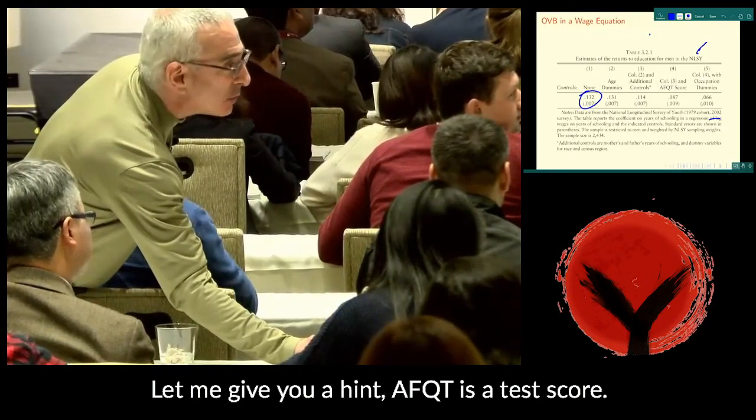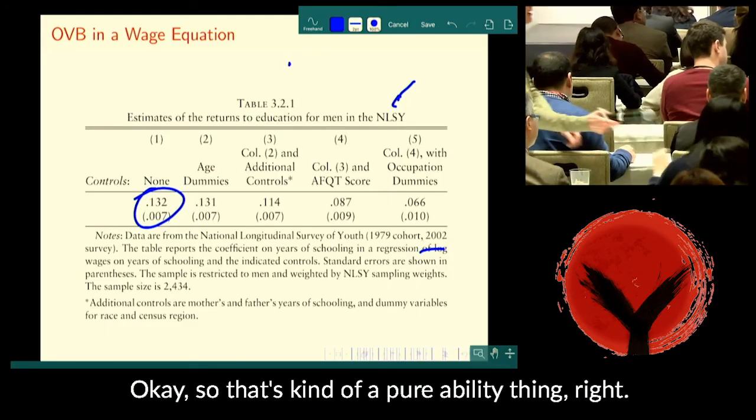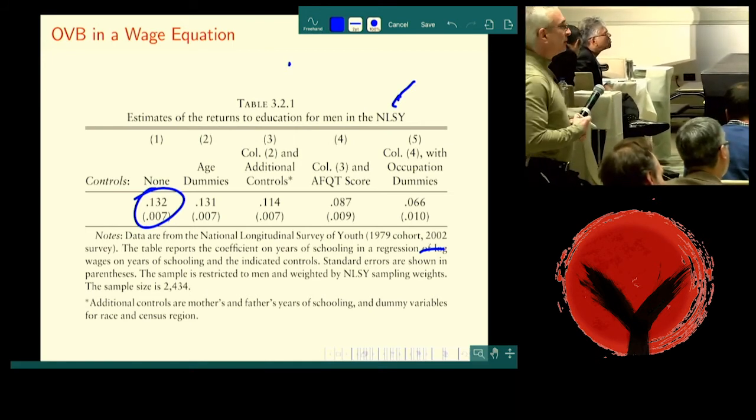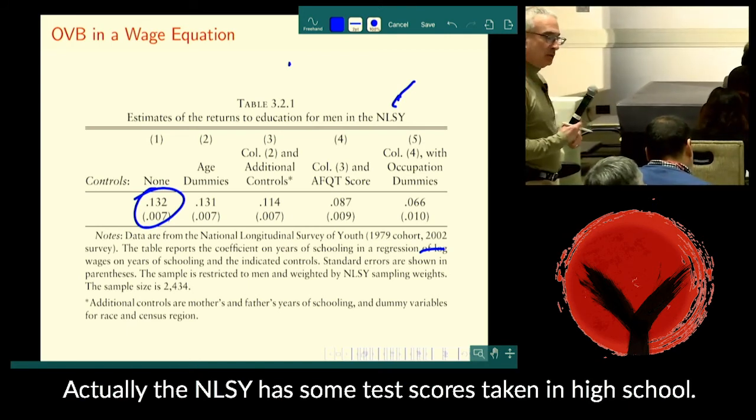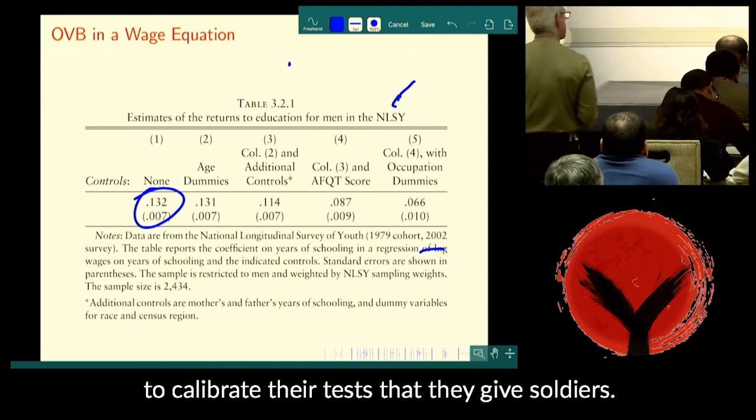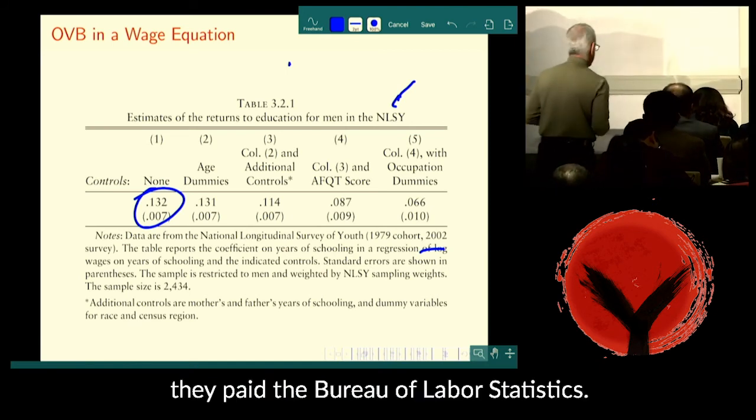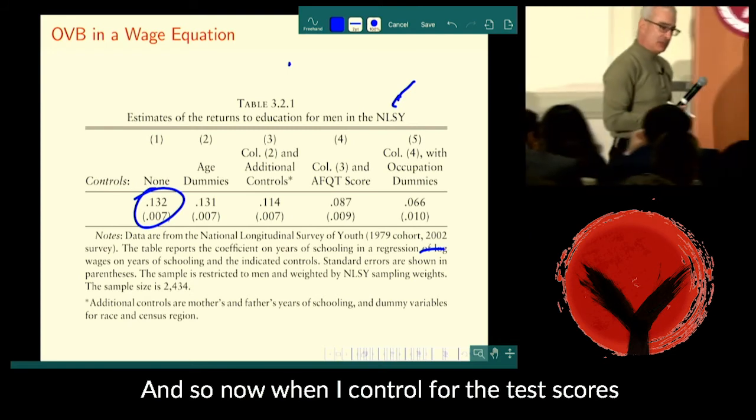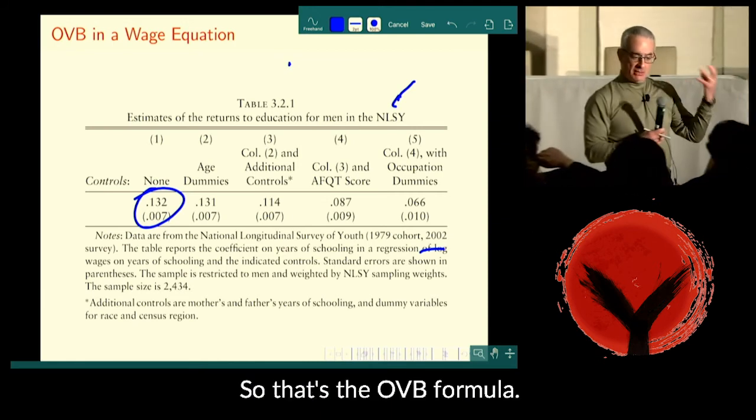AFQT is a test score. So the test score is also correlated with your schooling. Exactly. Okay, so that's kind of a pure ability thing, right? The NLSY has some test scores taken in high school. That's because the military uses that data to calibrate the tests that they give soldiers. So they paid the Bureau of Labor Statistics for everybody in the NLSY to take those tests. And so now when I control for the test scores as well as the parents, the schooling coefficient is getting smaller. So that's the OVB formula.